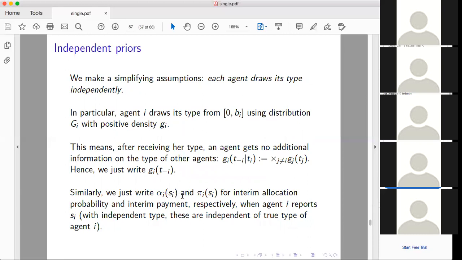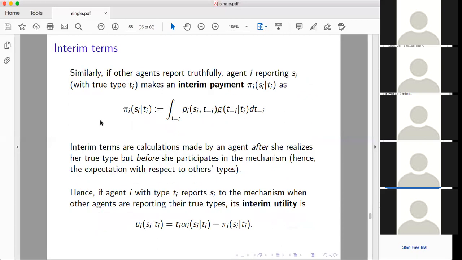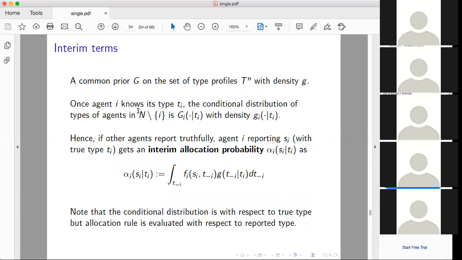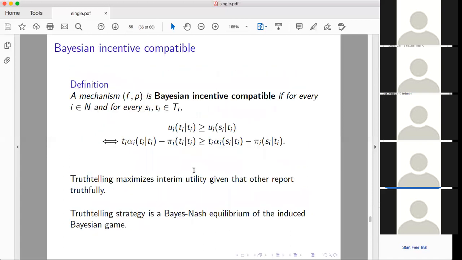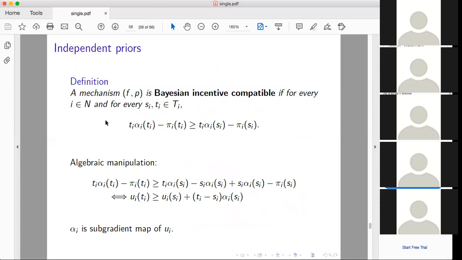Okay. So the α_i(s_i) and π_i(s_i) can now be written without the conditioning terms. So this π_i(s_i), which is the expected or the interim payment, no longer needs to be conditioned, and this α_i(s_i) also doesn't need to be conditioned. So the incentive compatibility constraint you can rewrite the same way: for every i, for every s_i, t_i, t_i α_i(t_i) − π_i(t_i) ≥ t_i α_i(s_i) − π_i(s_i).